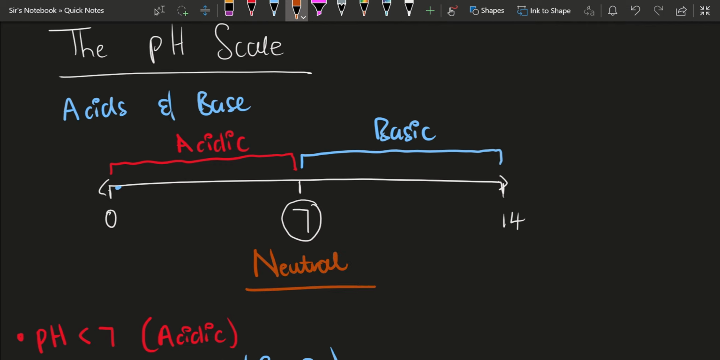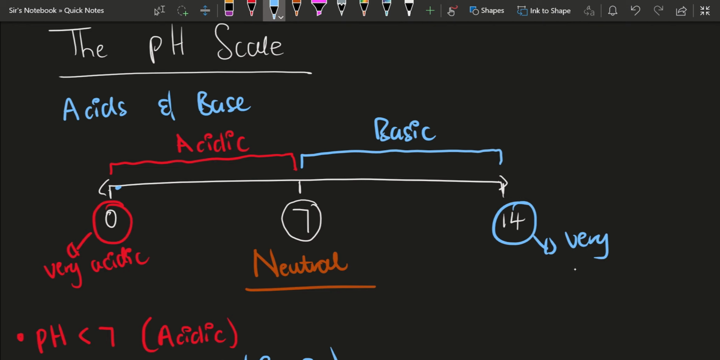So you reach a point where your particular substance is neither basic nor acidic. It's just neutral, right? At exactly 7, a certain substance is neutral. At 0, we say that something is very acidic. It's a strong acid. And then at 14, we say that a substance is very basic. It's a base, right? And then at 7, what is it? It's neutral. It is neither an acid nor a base, right?